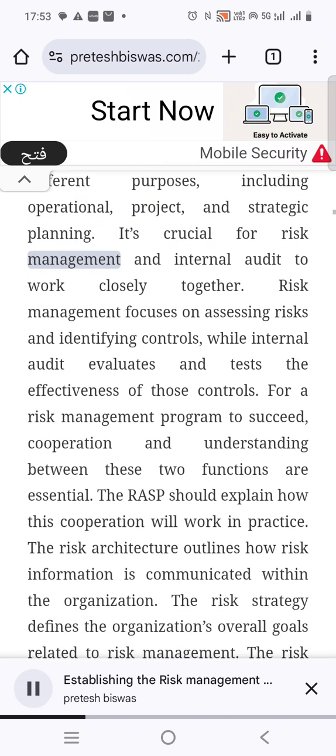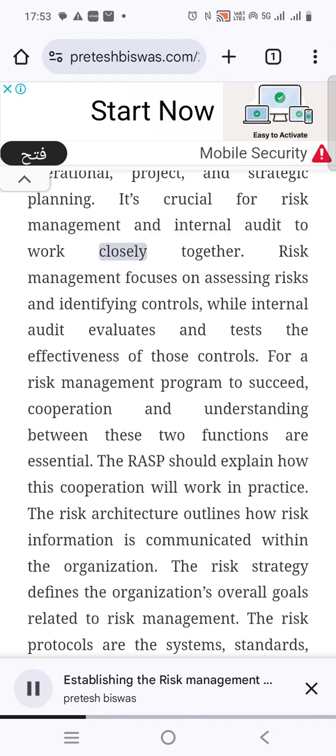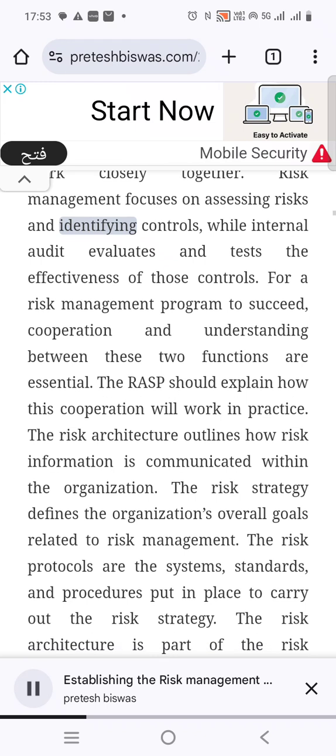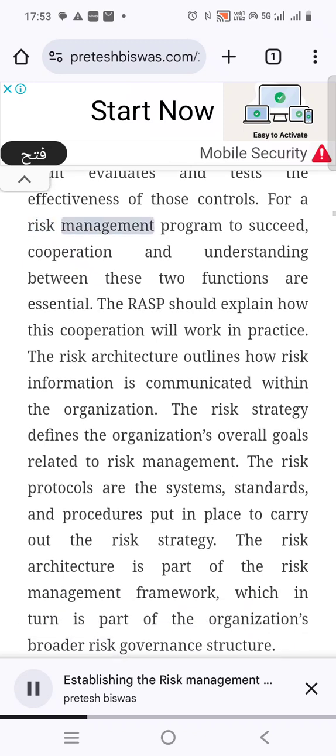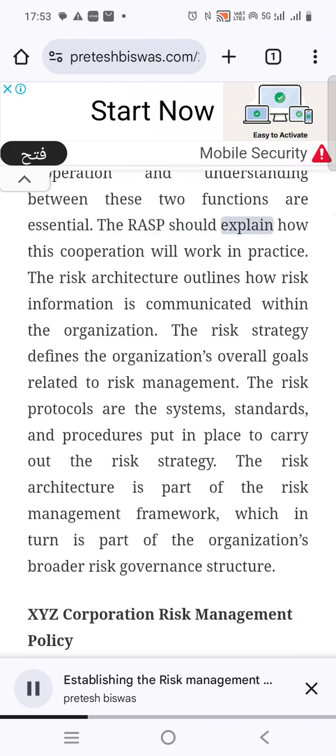It's crucial for risk management and internal audit to work closely together. Risk management focuses on assessing risks and identifying controls, while internal audit evaluates and tests the effectiveness of those controls. For a risk management program to succeed, cooperation and understanding between these two functions are essential. The RASP should explain how this cooperation will work in practice.